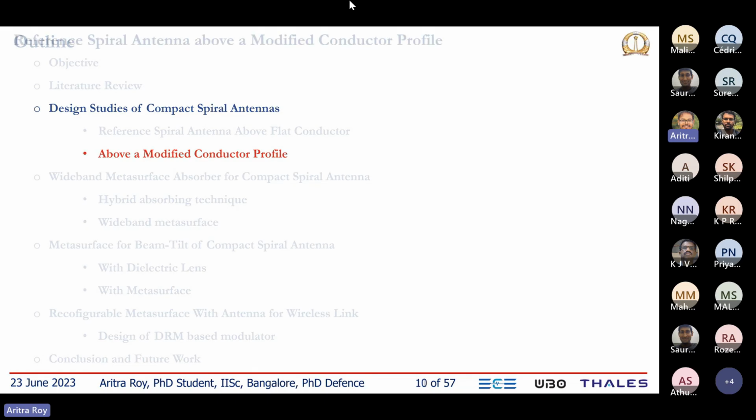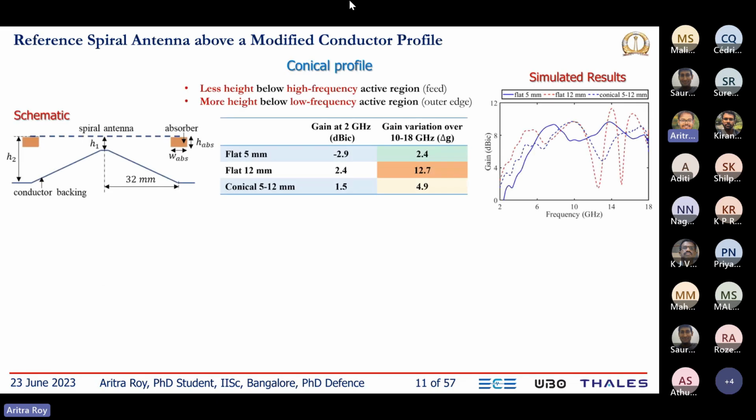To combine these two effects, we have investigated a conical geometry where the height is less near the high frequency region and more near the low frequency region. Now, if we look into the table and the plot, we can see the gain at 2 gigahertz is significantly low when the height is small, whereas the gain can be increased if we increase the height. On the other hand, if we use a conical geometry, the gain is somewhat close to the 12 mm flat plane. But if we look into the gain variation, then we understand the usefulness of this structure.